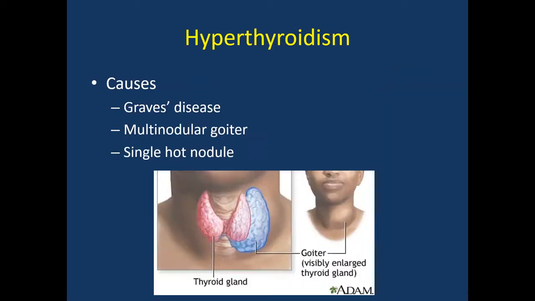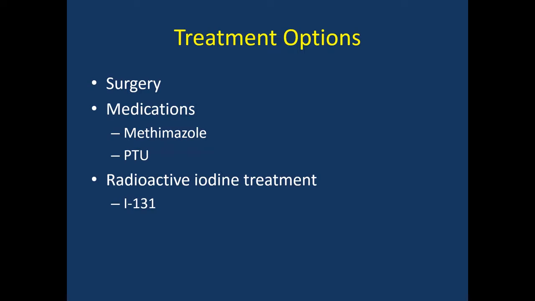An overactive thyroid can be caused by several illnesses, including Graves' disease, multinodular goiter, and solitary autonomously functioning nodules. There are other causes of hyperthyroidism, but these are the most common causes that we diagnose and treat in nuclear medicine. There are a few options for treatment of hyperthyroidism.